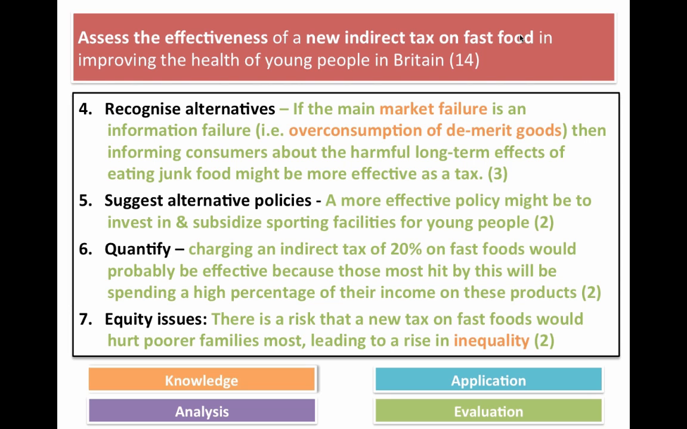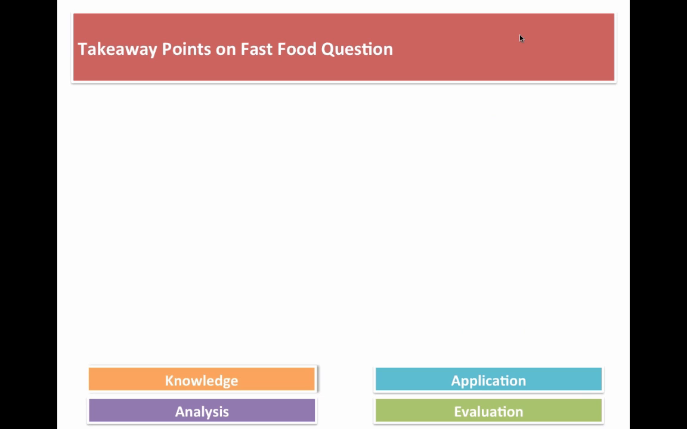So what's the point I'm making here? There's a risk. I'm not saying that it's going to happen. I'm saying there is a risk that a new tax on fast foods would hurt poorer families most, leading to a rise in inequality. So what I'm trying to do here is just build some approaches to evaluation. There's more than one way to skin a cat, and you don't have to put all of these in, just looking for 2 or 3 effective approaches to the question.